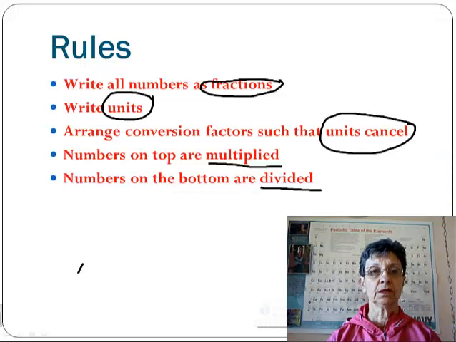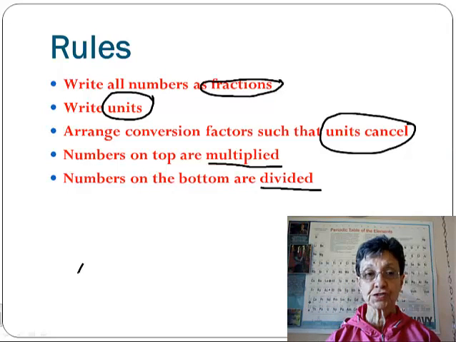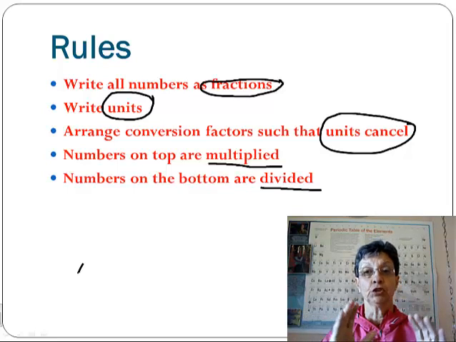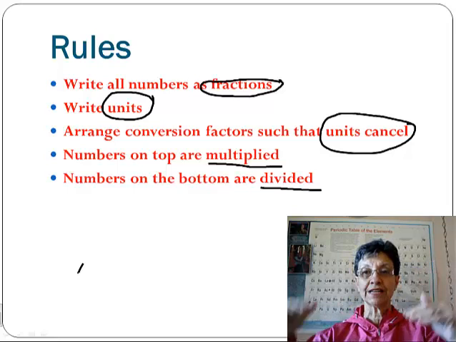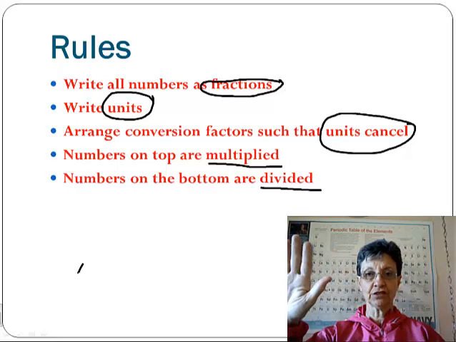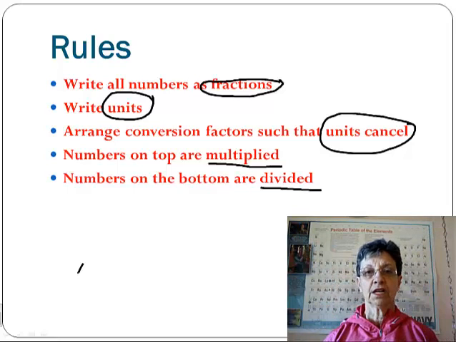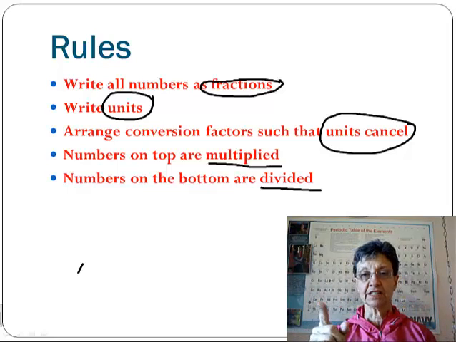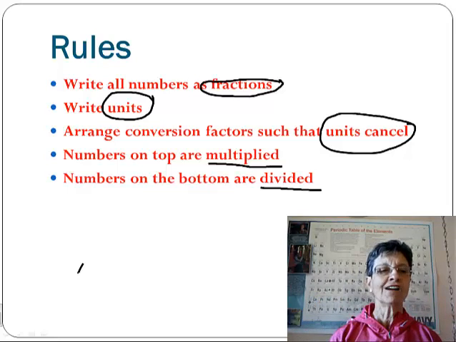So a quick review here of the rules. We're going to write the numbers in fractions. We're going to write the units, all units. In fact, you're going to write the units first. The units have to cancel, and they cancel diagonally. Numbers on the top are multiplied. Numbers on the bottom are divided. Got it? Divided. All right.